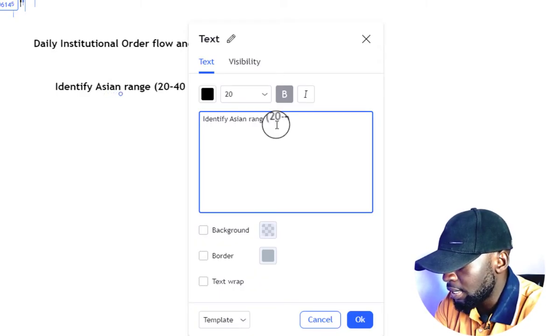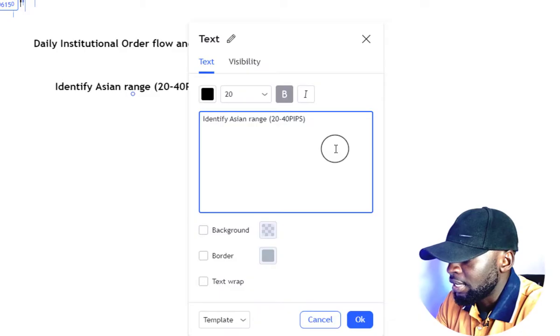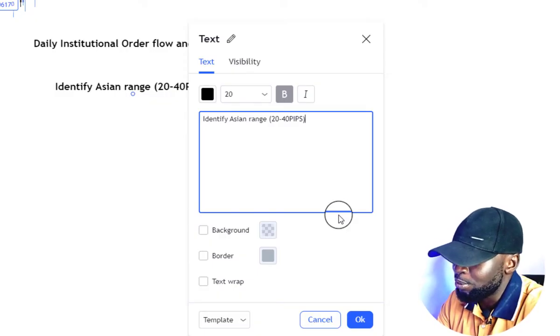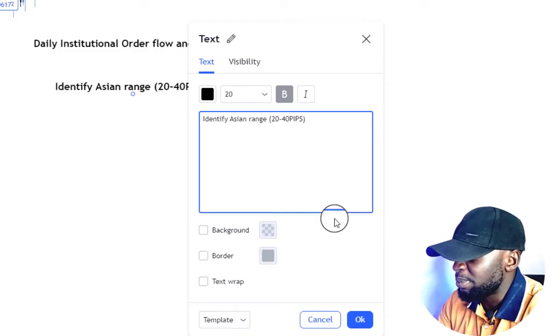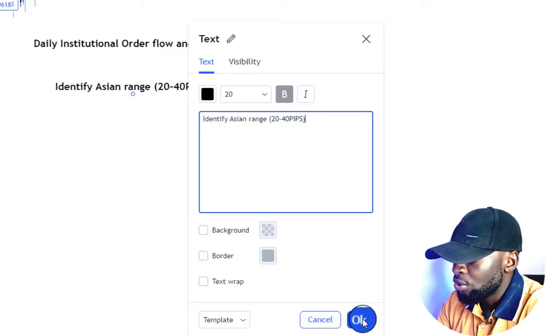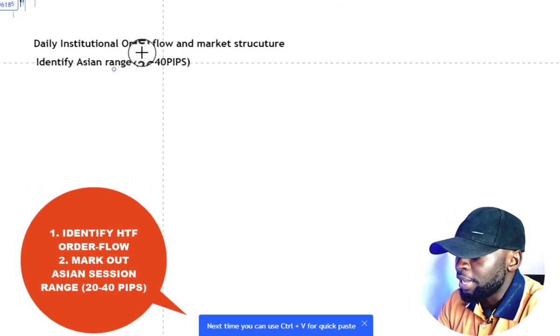We want to see this Asian range between 20 to 40 pips. In days where our Asian session is above 40 pips, then we don't want to execute a trade, or we will lower our expectations because the Asian session has already done 40% or 50% of the average daily range. The average daily range is mostly between 80 pips to 100 pips for most pairs. So once you see the Asian session range is above 40 pips, then you should lower your expectations when you finally find an entry. Okay, so the second thing is identify the Asian range, and it shouldn't be above 40 pips.